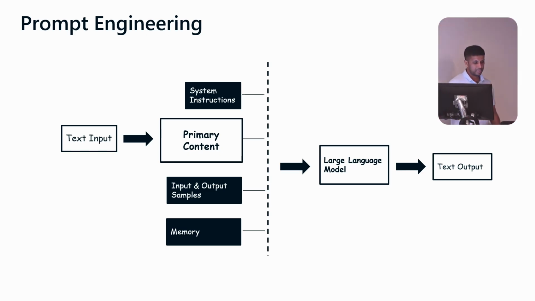And in order to improve the responses, you would add your system instructions. System instructions would set the context for the conversation and also provide instructions for the model to improve its behavior.